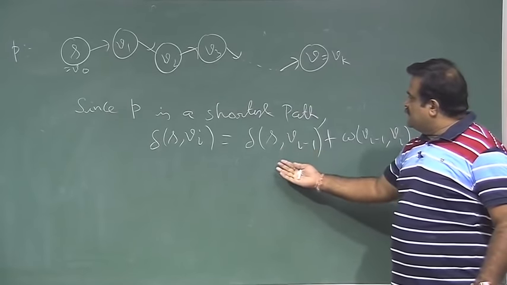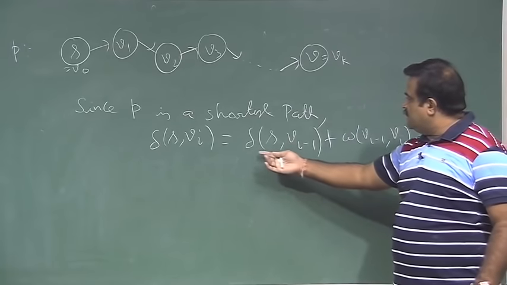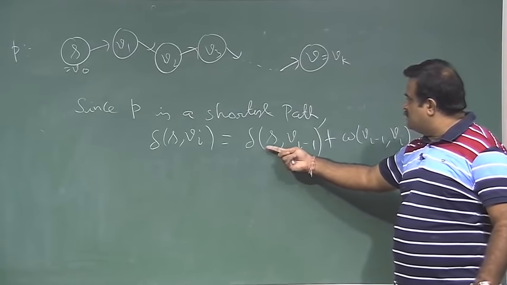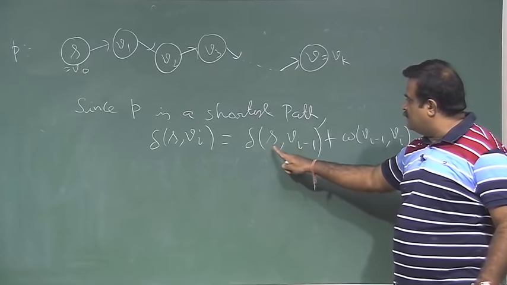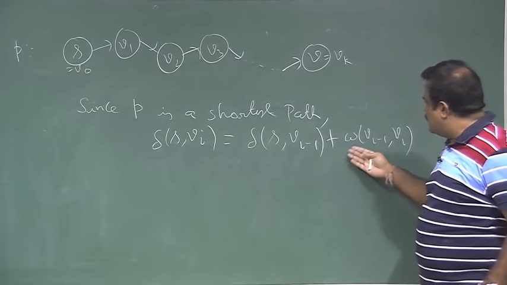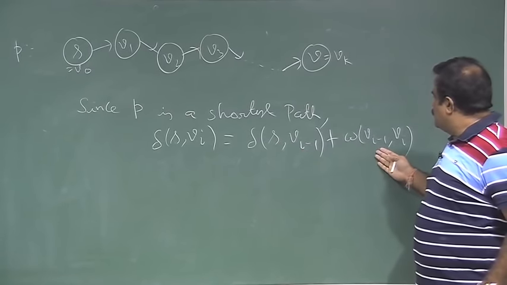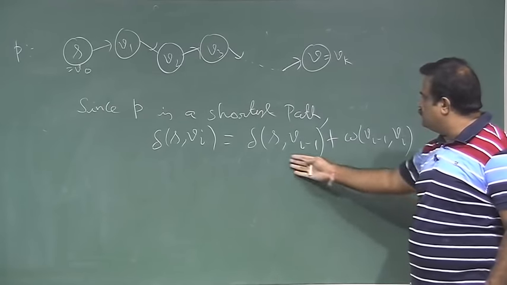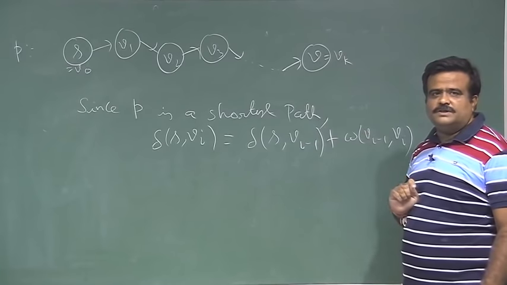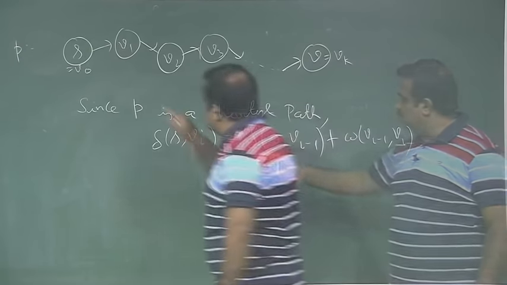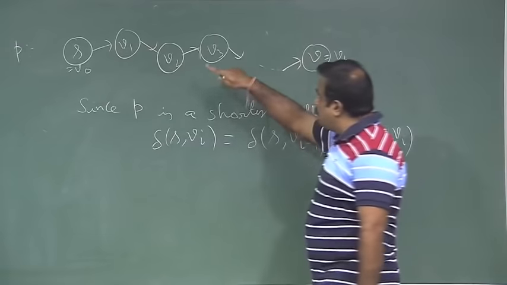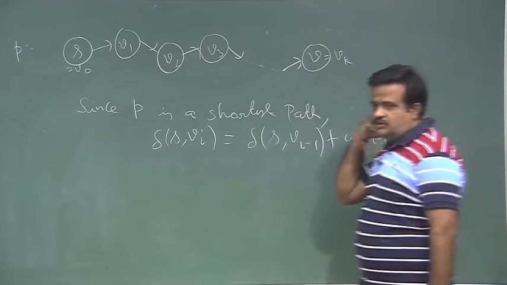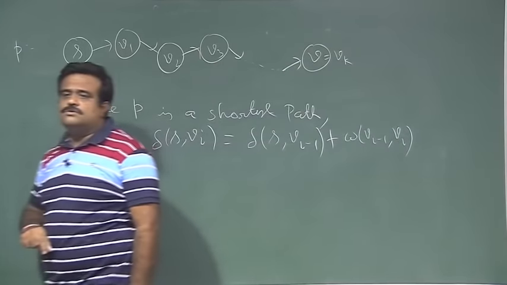So, if you take a subpath up to Vi, that will be the shortest path to it. This is the shortest path from S to Vi minus 1, and this is the shortest path from Vi minus 1 to Vi. So, if we sum it up, since that is a subpath of this path, that should give us the shortest path from S to Vi.